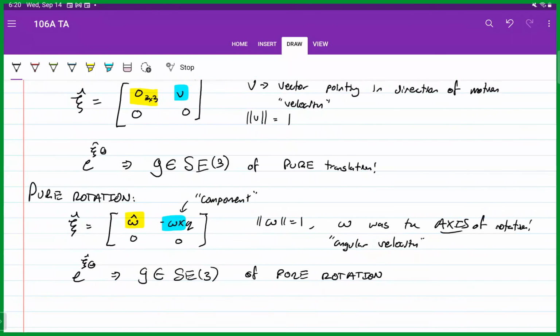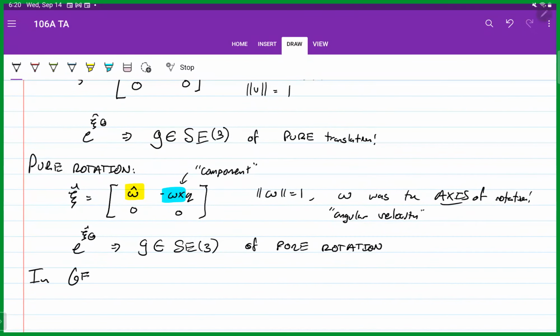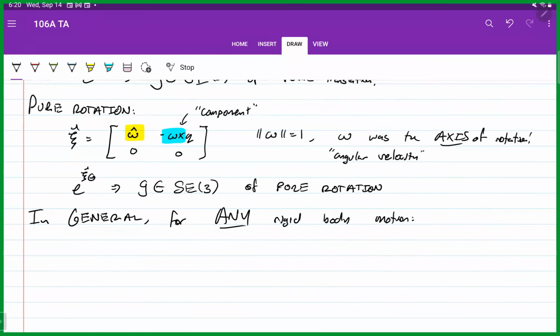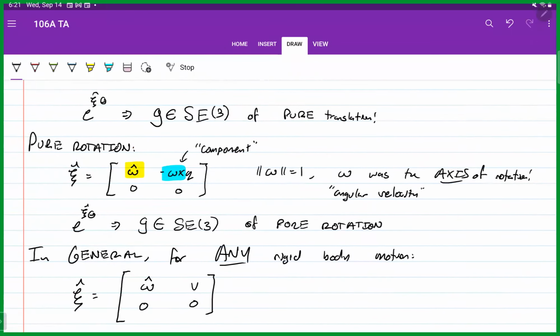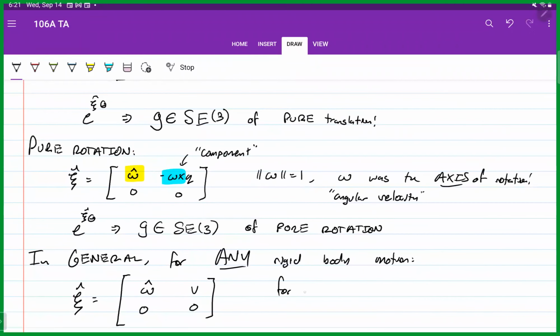So using the similarities between the two, we say that in general, for any rigid body motion, we're going to be able to define some matrix xi hat that will follow this format. xi hat equals, over here, an omega hat, and over here, some velocity. It might be our direction vector, or it might be that extra component of velocity for rotation. And then underneath it, we're just going to have these zeros. If you're wondering why this matches up with the translational case: for translation, omega is just the zero vector. So that's why this becomes the zero matrix for the pure case of translation.